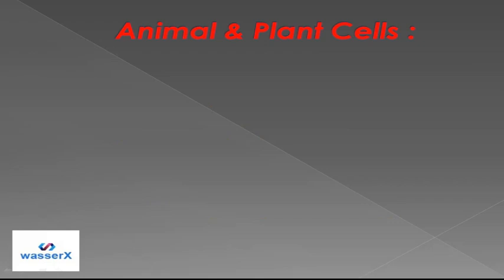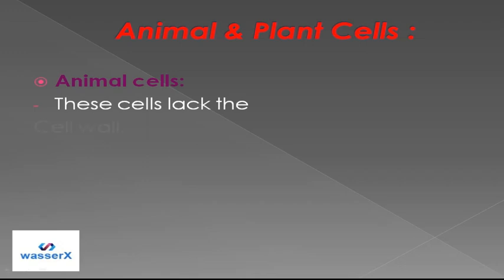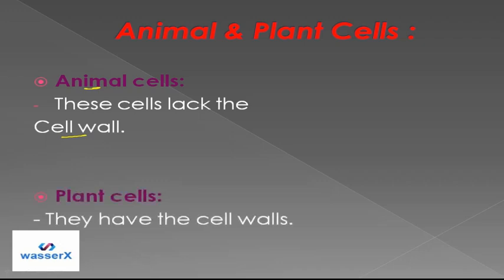Okay, so let's see how animal cells and plant cells are different from each other and how we can differentiate between those two. First, let's talk about animal cells. So when we talk about animal cells, these cells lack the cell wall. That means there is no presence of cell wall found in the animal cells. And next, when we talk about plant cells, these cells have the cell wall. Now, what is cell wall and how we can differentiate between them? So for this, let's see the figures.